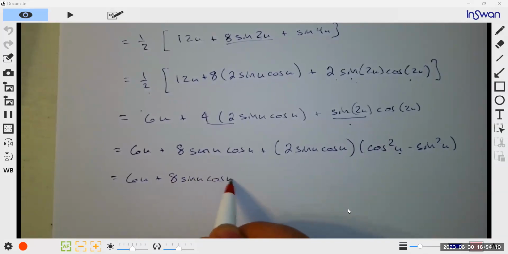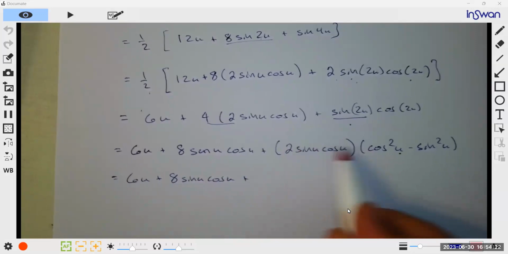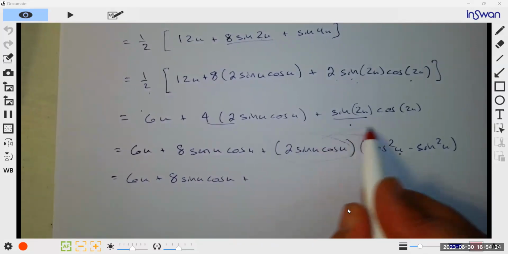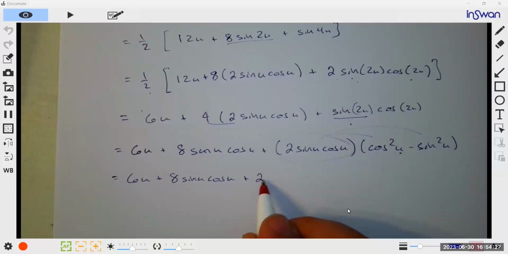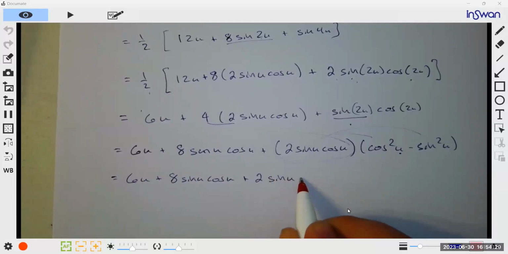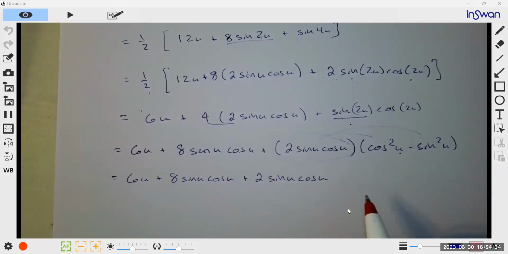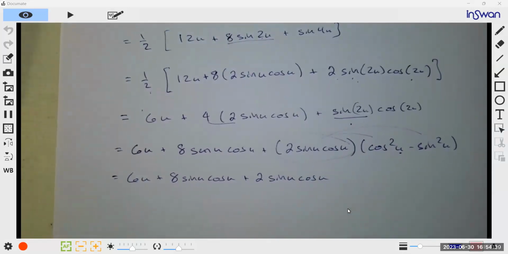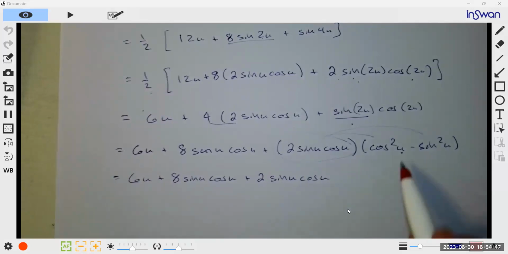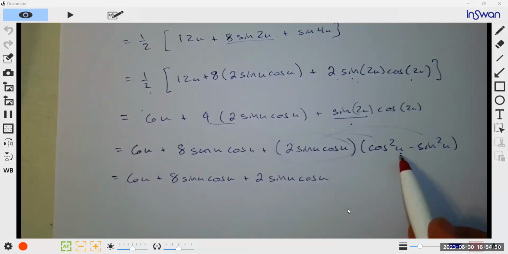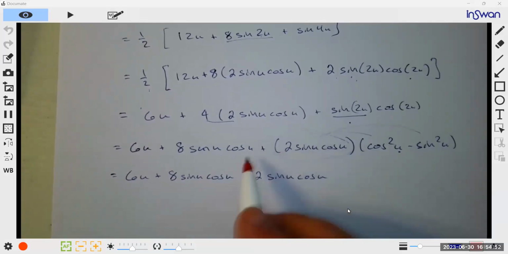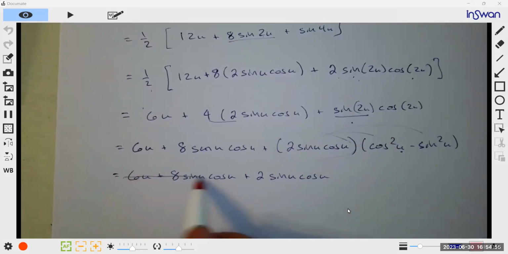Sine u, cosine u. Now we have to multiply this times this, this times this. So we have 2 sine u cosine u. Actually, no, we don't. We just leave it like that. Yeah, we'll just leave this. It'll save us some time. So let's not do the distributive.